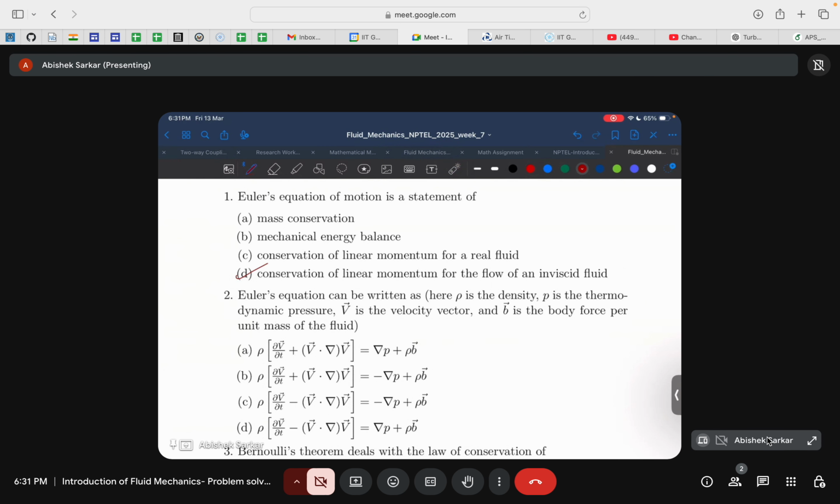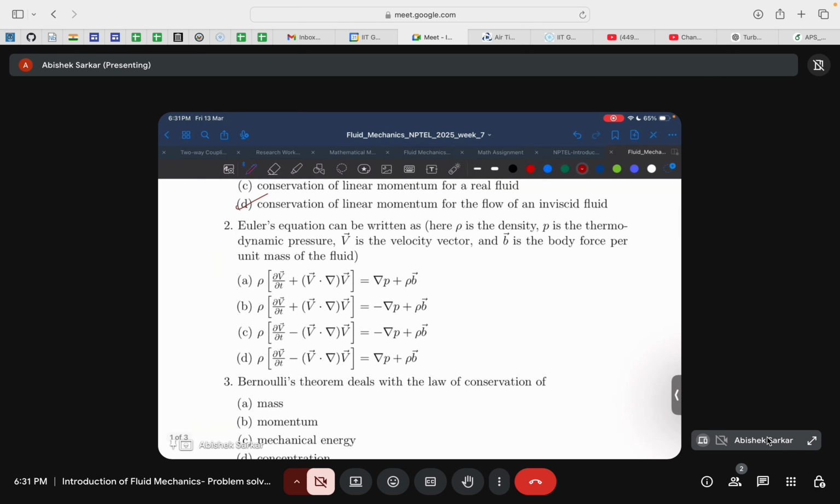Question number 2: the Euler's equation can be represented as, where rho is density, P is the thermodynamic pressure, V is the velocity vector, and B is the body force per unit mass. They're basically asking what would be the vector form of the Euler's equation of motion. Again, it's very simple if you already know, but these options are made in a way to confuse you.